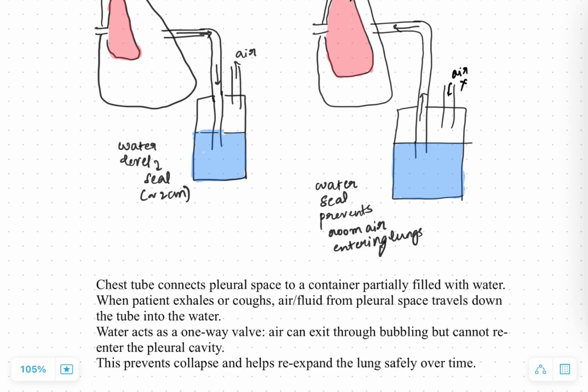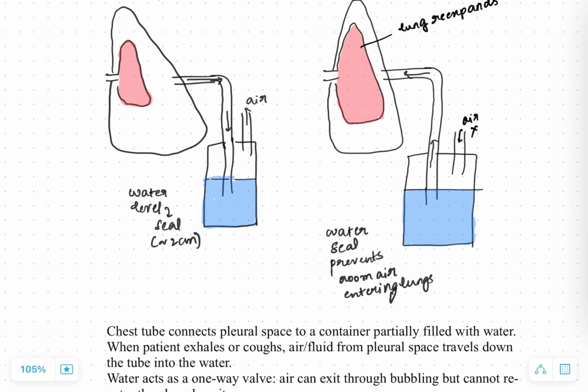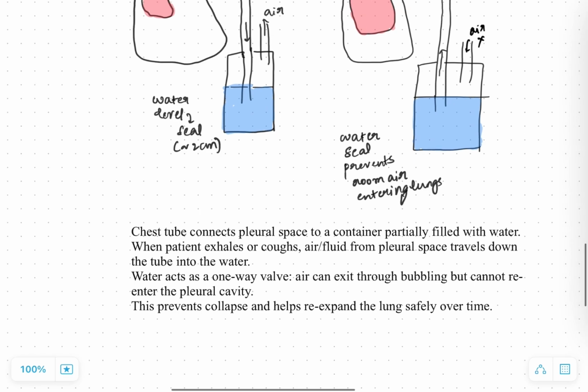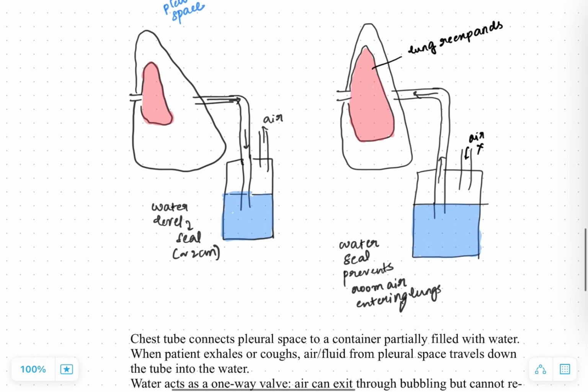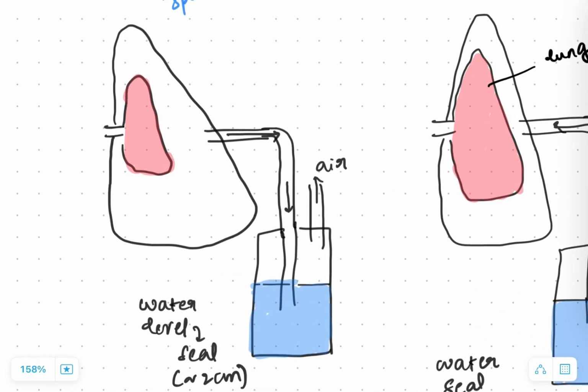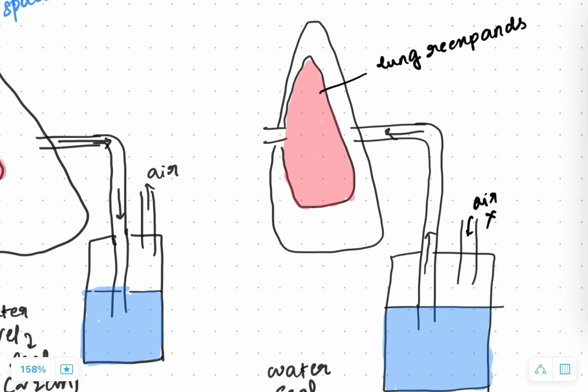through the second tube. Whenever the patient inhales, the air from the atmosphere will not be able to reach here. The water will act as a one-way valve, and air can exit through the bubbling but cannot re-enter the pleural cavity. So this will prevent the collapse and helps in re-expanding the lung safely over time. Here we can see on expiration the air is moving out from the pleural space. On inspiration it is not entering from the atmospheric air.